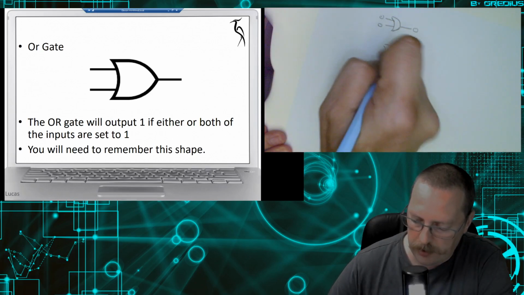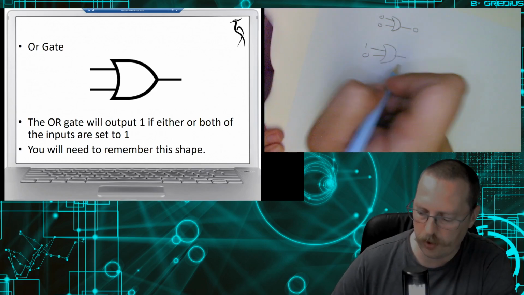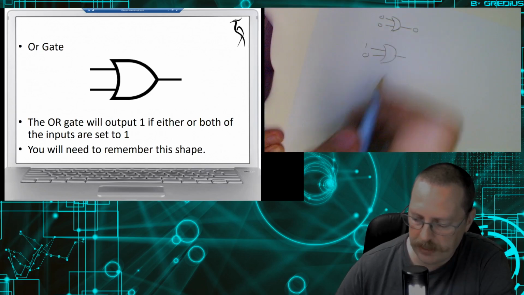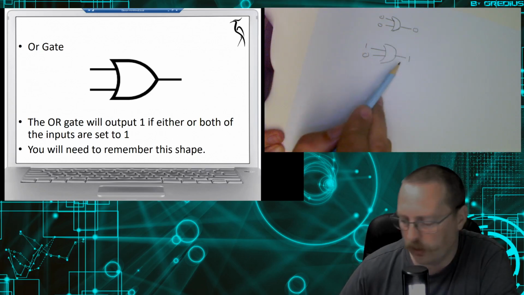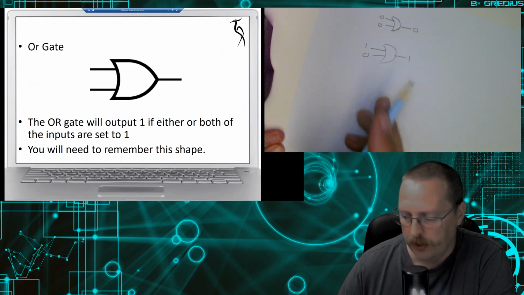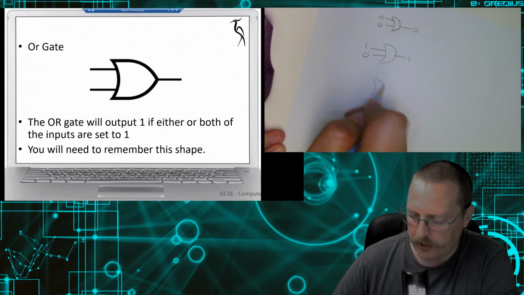I can have another input. If one is on and one is off, it doesn't matter, the output is going to be on. This or this needs to be on for the output to be on. So there are two other gates. I'll give you a little clue as to what I want to see here.